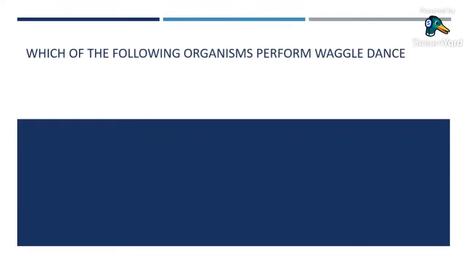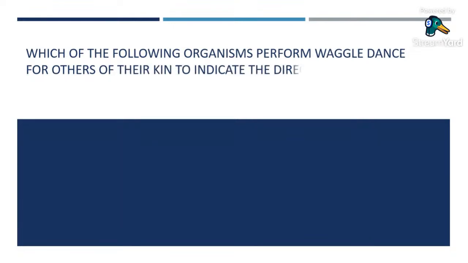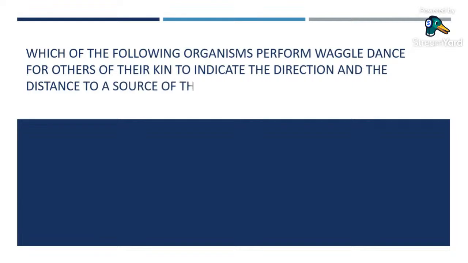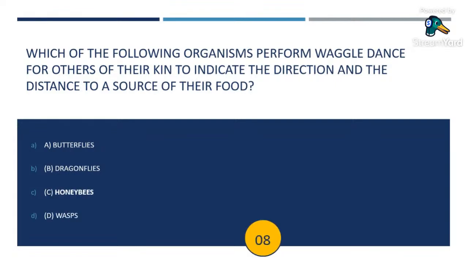Which of the following organisms perform the waggle dance for others of their kin to indicate the direction and the distance to a source of their food? A. Butterflies. B. Dragonflies. C. Honeybees. D. Wasps. What do you think is the correct answer here? Honeybees perform the waggle dance.